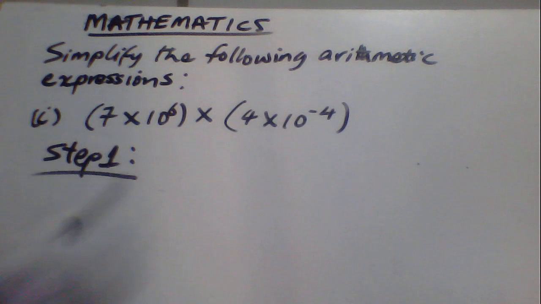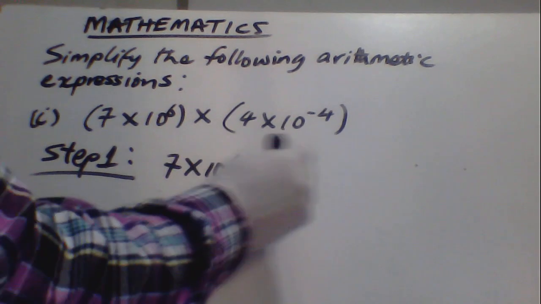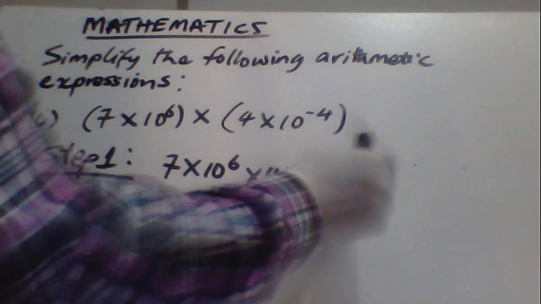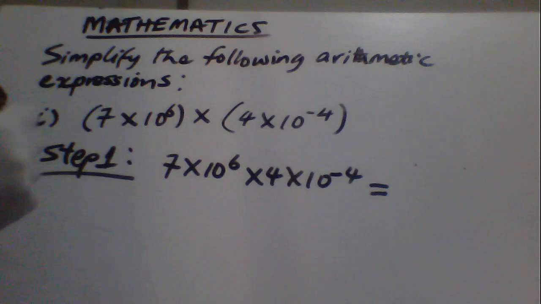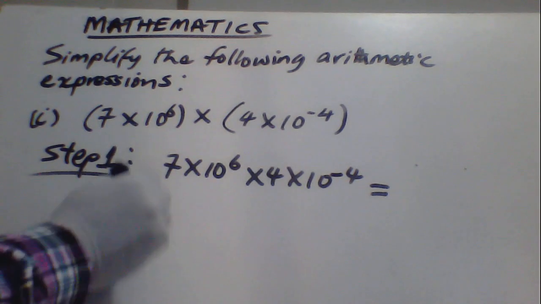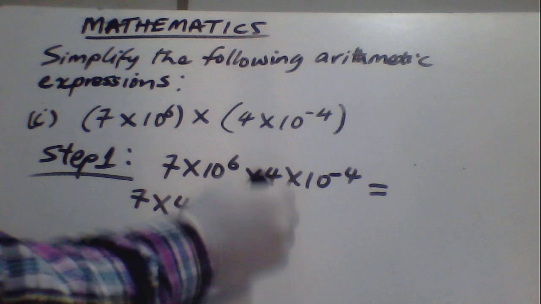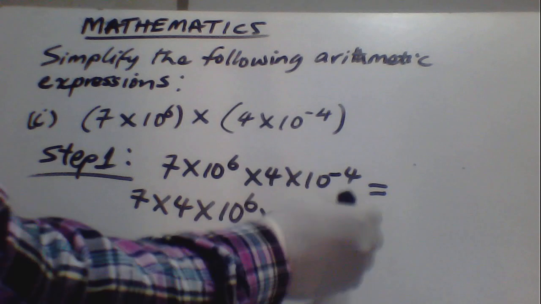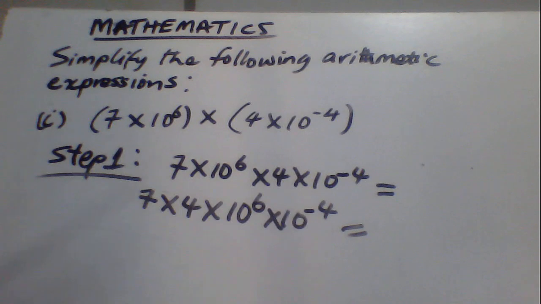So let us open the bracket. In this case, we have 7 times 10 raised to power 6 times 4 times 10 raised to power minus 4. Once you have done that, you have to multiply a whole number by a whole number, that is 7 times 4, and an exponent by exponent, 10 raised to power 6 times 10 raised to power minus 4. Then the next thing is to use the index law to add the power.